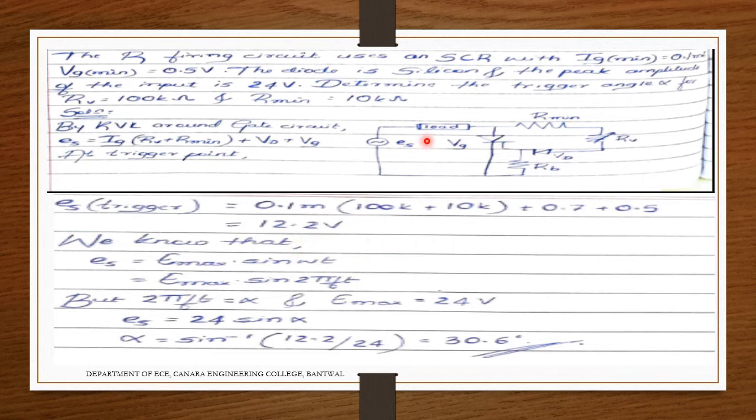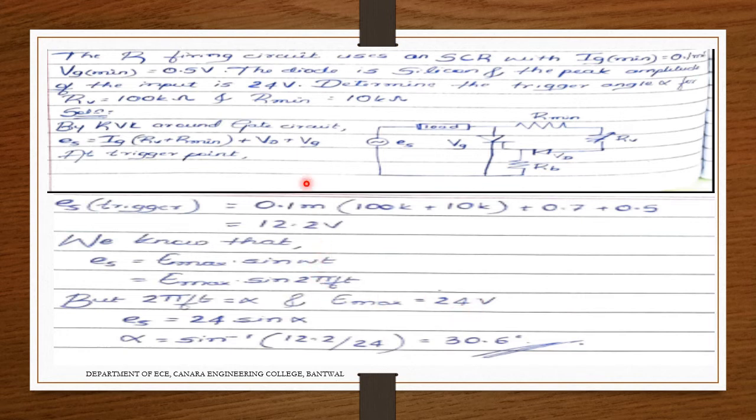So this is the source we have been provided here. ES is 12.2 volts. So I got the ES, and I can now calculate the angle. How? ES equals E max into sine omega t, that is the general formula. Omega is 2 pi f, so sine 2 pi ft, and we can represent it as alpha, the triggering angle we use there, into E max, and E max equals 24 volts.